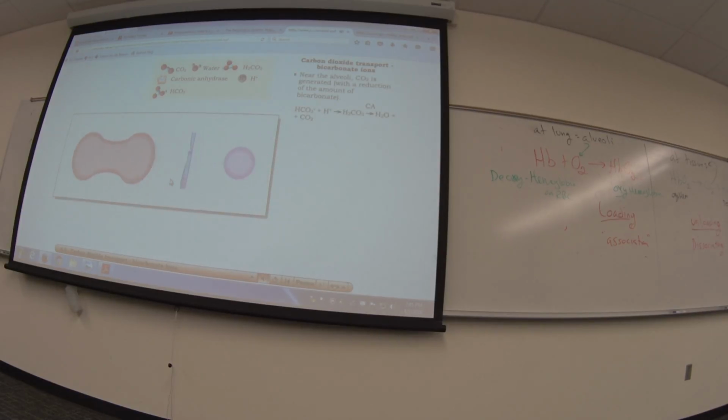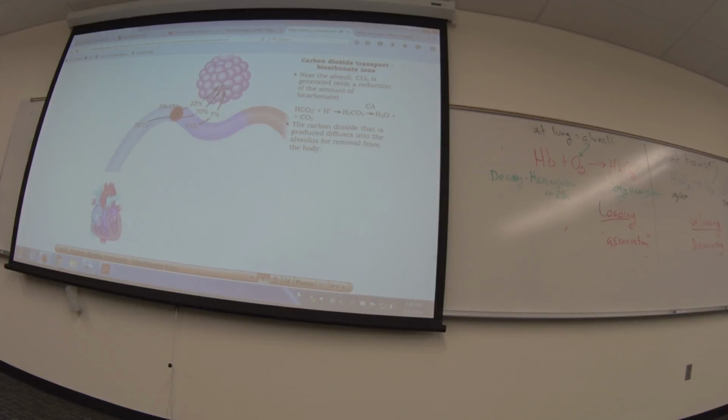Carbon dioxide is generated near the alveoli. Look here, I'm reversing it. So now the bicarb goes in, the chlorine should come out. I drive the equation the opposite direction. I'm going to let the CO2 come out of my RBCs to go to my lungs, which is reversing my equation. Carbon dioxide that is produced diffuses into the alveolus for removal from the body. So again, each equation is the opposite one.